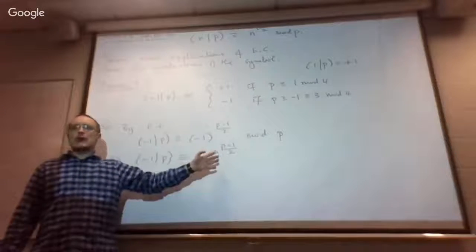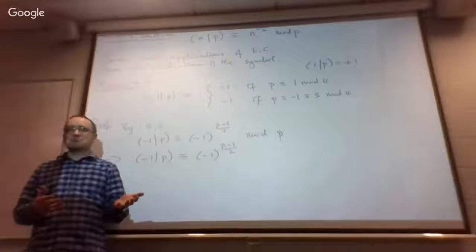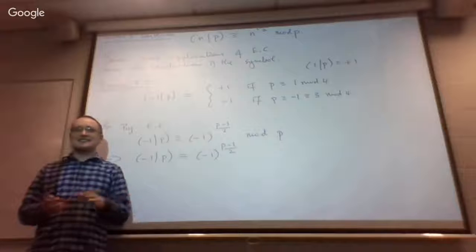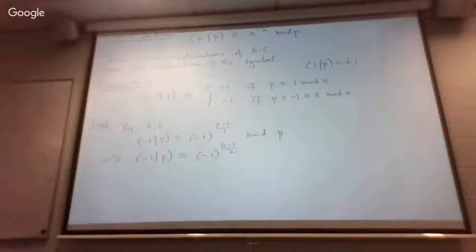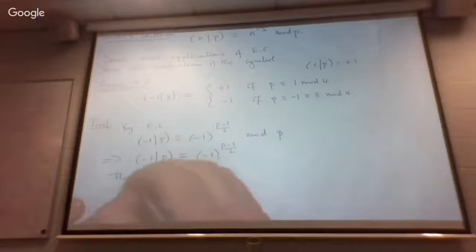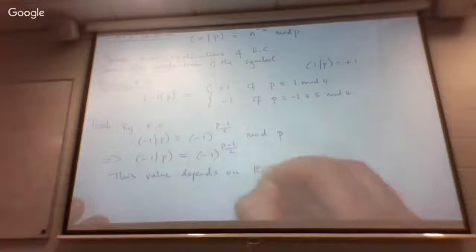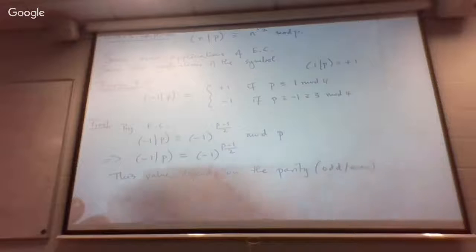Now, if I give you a power of -1, how do you know whether it's +1 or -1? It depends on whether the power is odd or even. If you multiply -1 by itself an even number of times, it's going to come out as +1. Multiply by itself an odd number of times, it's going to come out as -1. So this value depends on the parity, odd or even, of the exponent (p minus 1)/2.